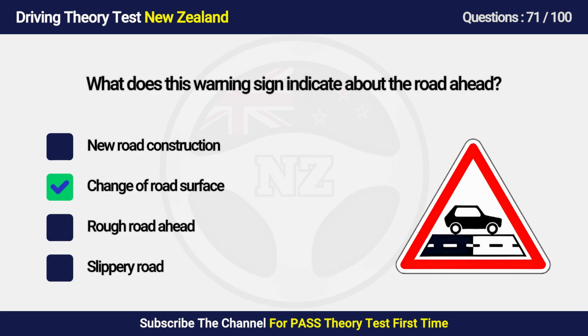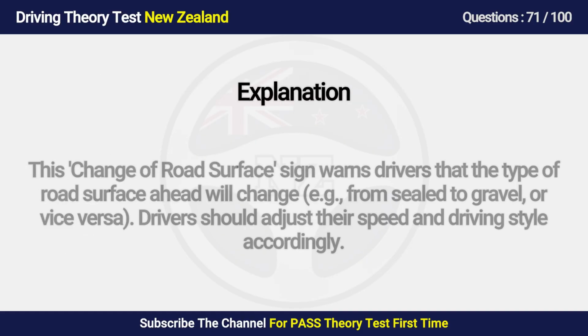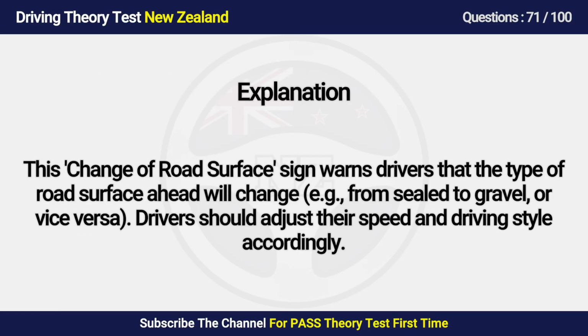Answer is B. Change of road surface. This change of road surface sign warns drivers that the type of road surface ahead will change, e.g., from sealed to gravel or vice versa. Drivers should adjust their speed and driving style accordingly.